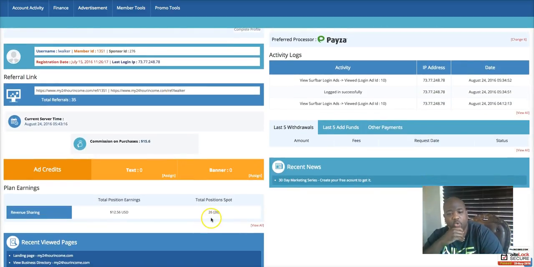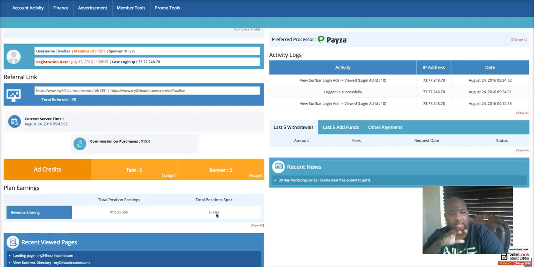I started off with 26 positions at the $5 level. It's a progression up. You have to have $105 positions before moving to the next one, which is $15, and then $35, and then the next ad pack after that. So far I've earned $12.56 there, and I've earned $15.60 in commission. So it's moving on quite nicely. I'm going to probably do a withdrawal here of this money and purchase me five or six more ad packs.